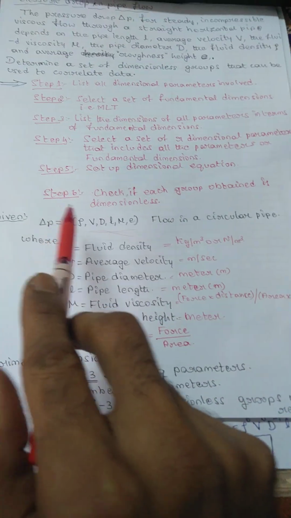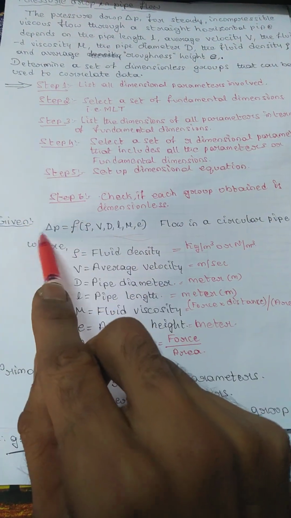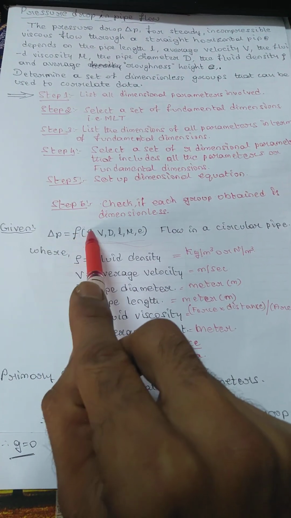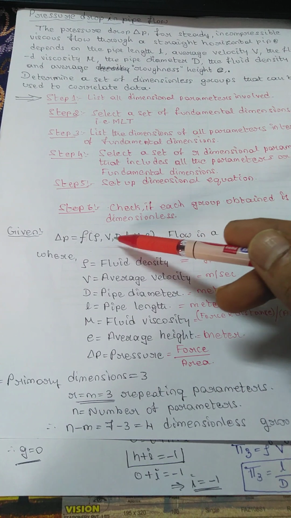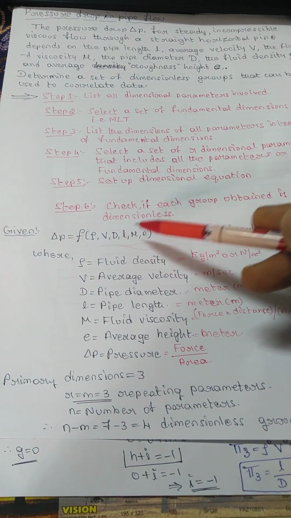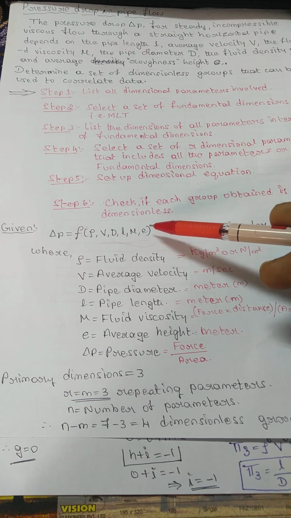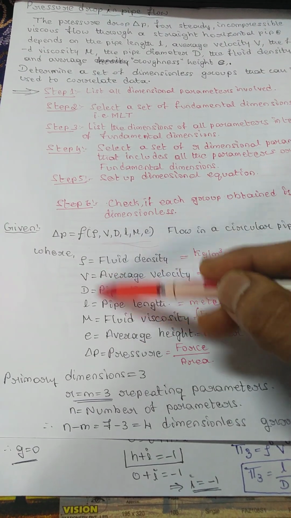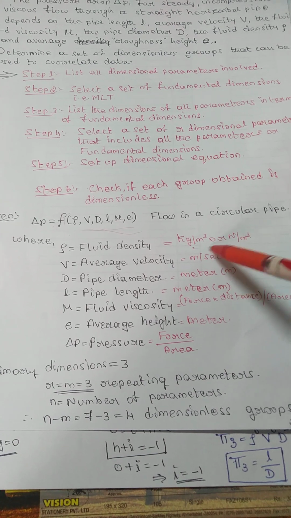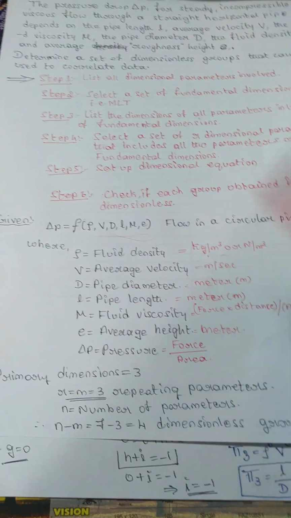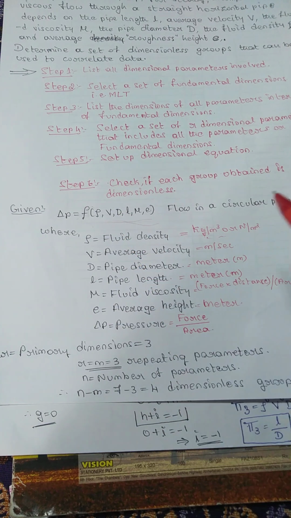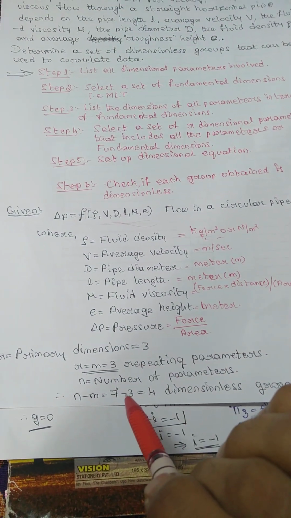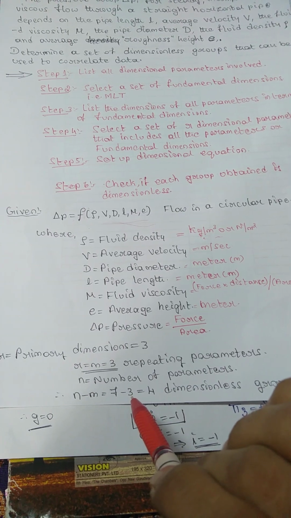Flow in a circular pipe, that is the pressure drop, is equal to a function of density, velocity, diameter of the pipe, length, fluid viscosity and average height. These are the parameters and these are the dimensions of each parameter. The number of variables involved is 7. Out of that, 3 are repeated variables or repeated parameters.